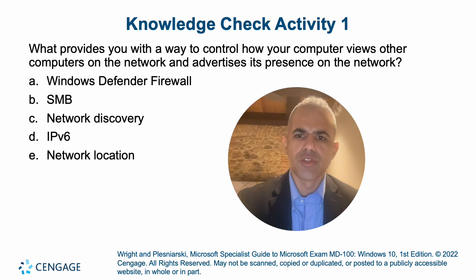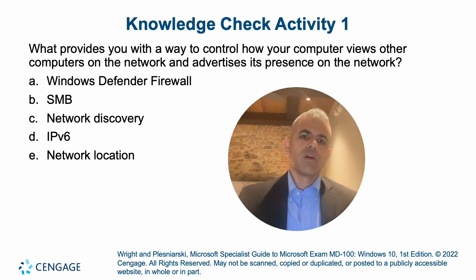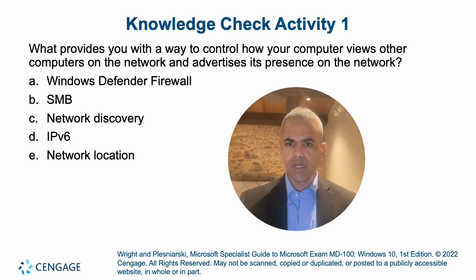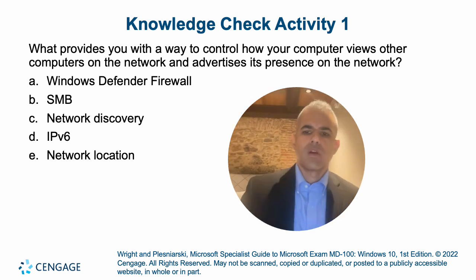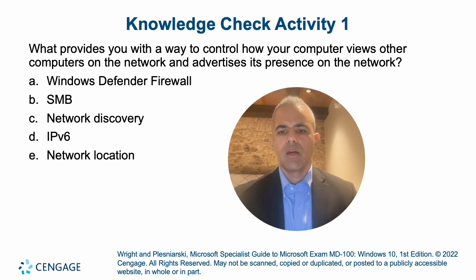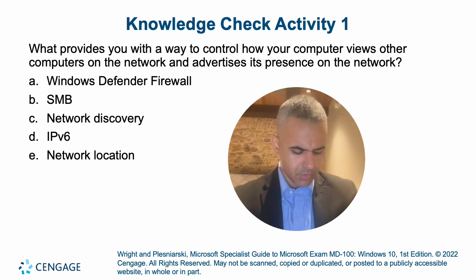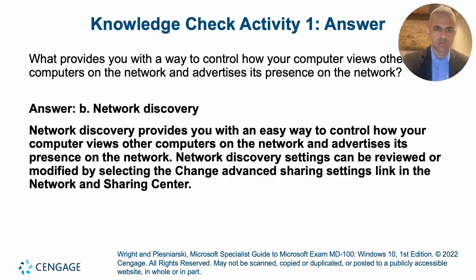What provides you with a way to control how your computer views other computers on the network and advertises its presence? All right, so the key here is advertise presence. We learned that network discovery is what allows other computers and devices on a network to see where we're at, that we're actually there, and allows us to see other devices on the network. There we go. Network discovery provides you with an easy way to control how your computer views other computers on the network and advertises its presence on the network.